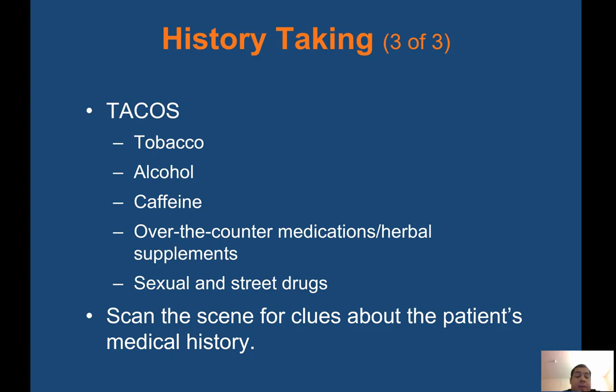So tacos, tobacco, alcohol, caffeine, over-the-counter medications, herbal supplements, sexual and street drugs. Scan the scene for clues about the patient's medical history. So you could always look around. Are there empty beer bottles around? Are there empty liquor bottles around? Are there empty medication bottles around?